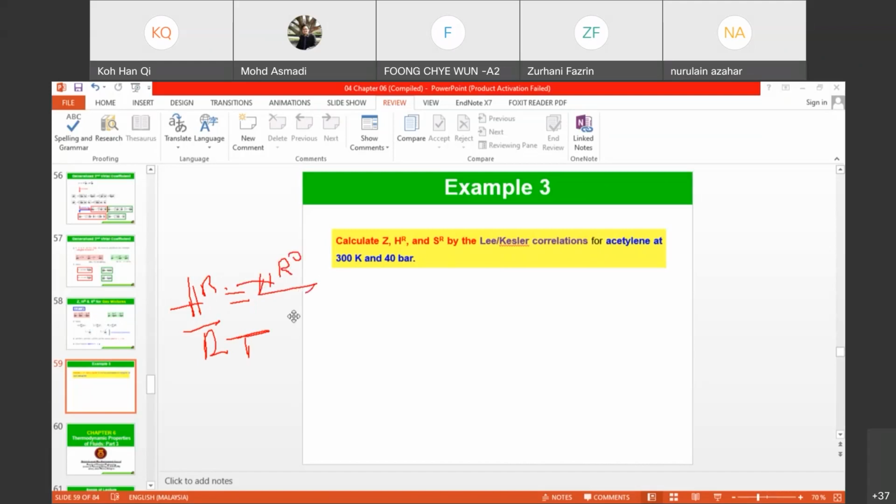Not divided by RT, plus omega. Okay, this is the question. So you have to interpolate this one and also interpolate this one. Omega from table appendix B1.